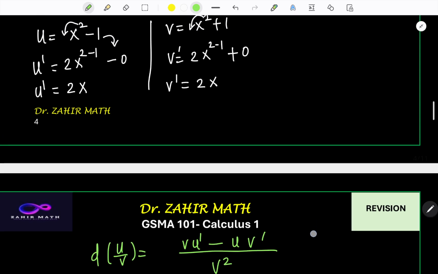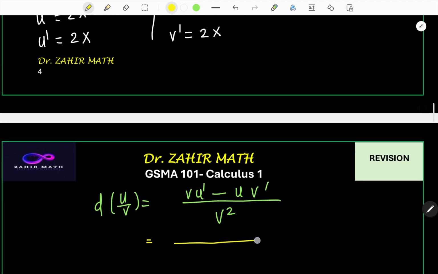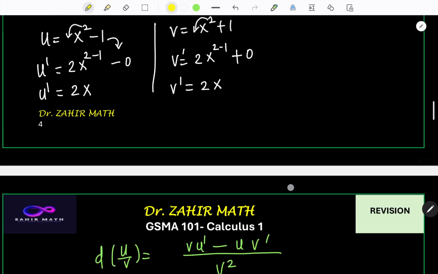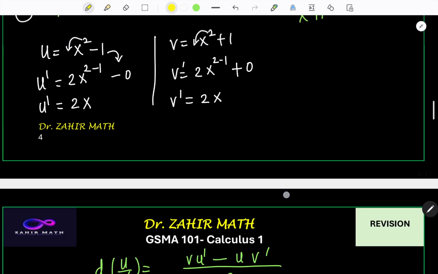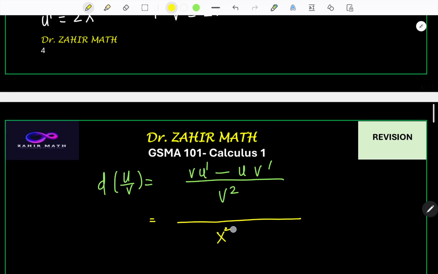There is a minus, keep that in your mind. Okay, so let's use this rule. This equals, slowly I'll move. So this is v square. What's your v? Your v is x square plus 1. So you'll get x square plus 1, put it, then square.